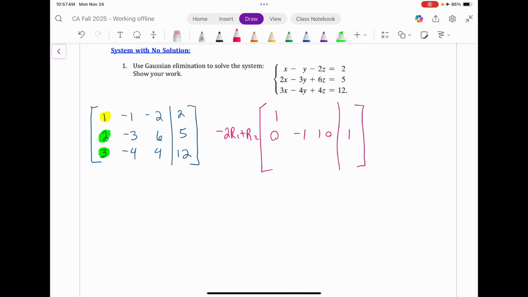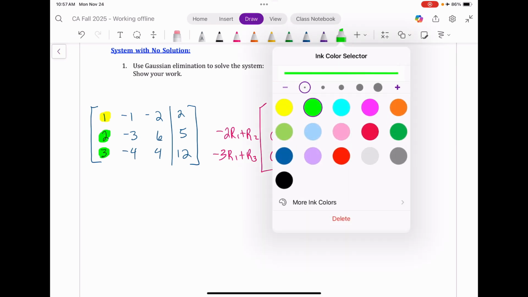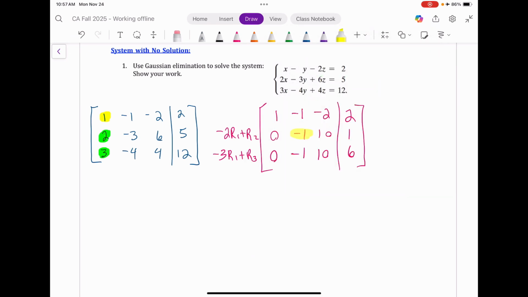Row 1's not changing, so we can feel free to just copy and paste row 1. And then to get the 0 in that last spot in the first column, we can do negative 3 times row 1 and add that to row 3. So that'll get the 0 there. And then the other numbers will be negative 1, 10, and 6. Okay, so what's next? We want this to be a 1. So we can multiply row 2 by negative 1 to make that happen.